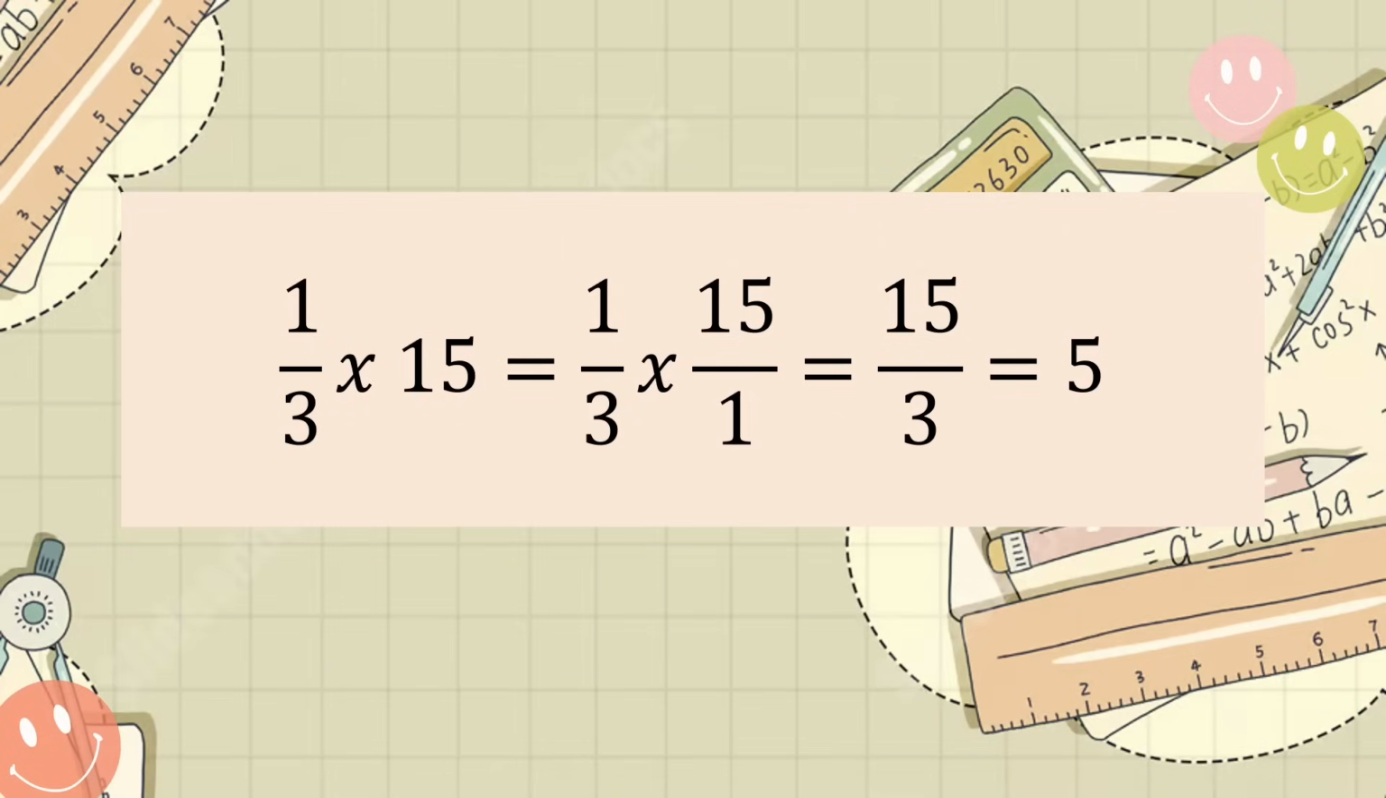Okay, so this is the solution. 1/3 multiplied by 15 is equal to 1/3 times 15/1. So 1 times 15 is 15, and 3 times 1 is 3. So 15 divided by 3 is equal to 5. So 15/3 is the answer. Now, if it is an improper fraction, we're going to change it into a mixed number. Because 15 is divisible by 3, we get a whole number as the answer, which is 5.